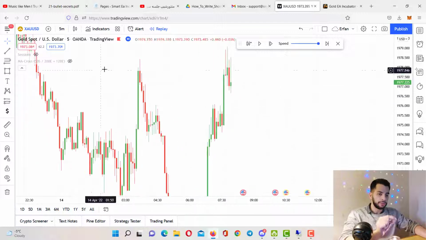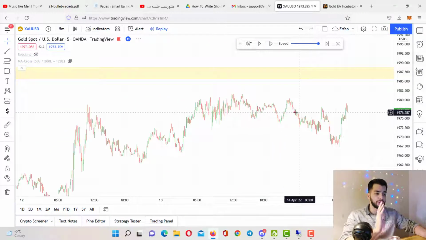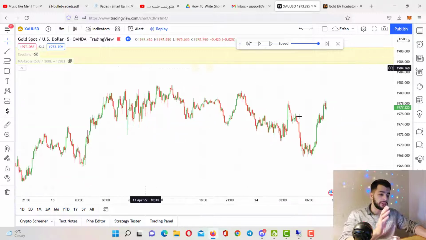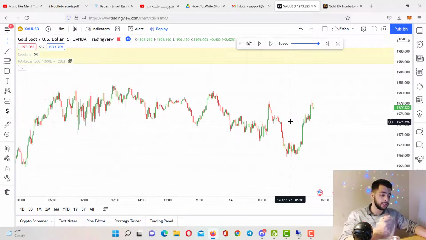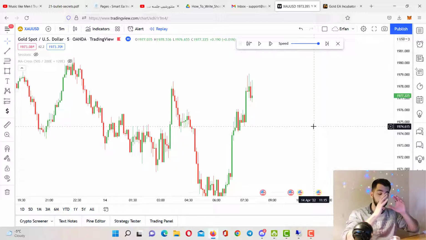So the first thing, on a 5-minute time frame, you just need to zoom out to see how the trend is. Is it trending upwards or downwards? Is it consolidating? What is it actually doing, so you can have a better idea of the trend of the market.